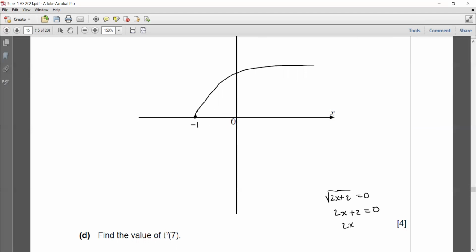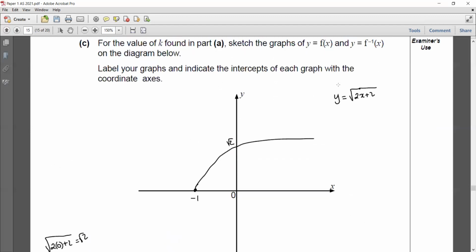This point here, x is 0. So I work out the square root of 2 times 0 plus 2. This is the square root of 2, so this point here is the square root of 2. Then label. I've drawn it a little bit flat, but it's actually an increasing function. It goes on, but very slowly.